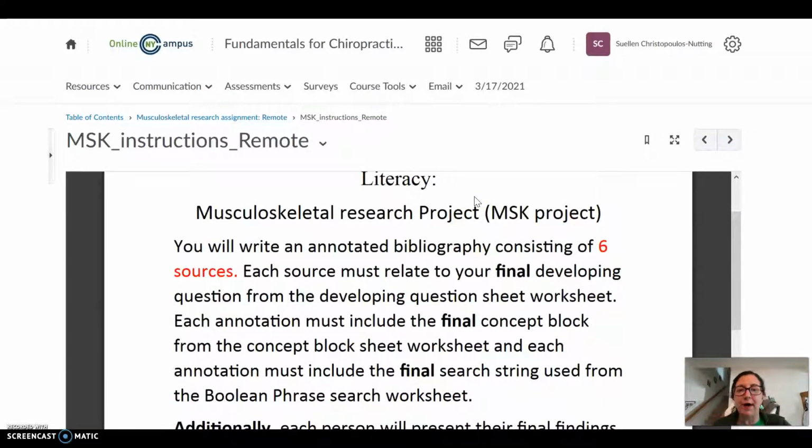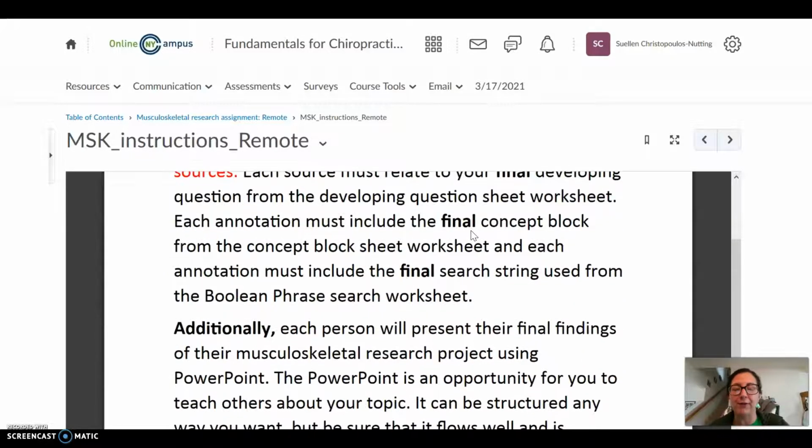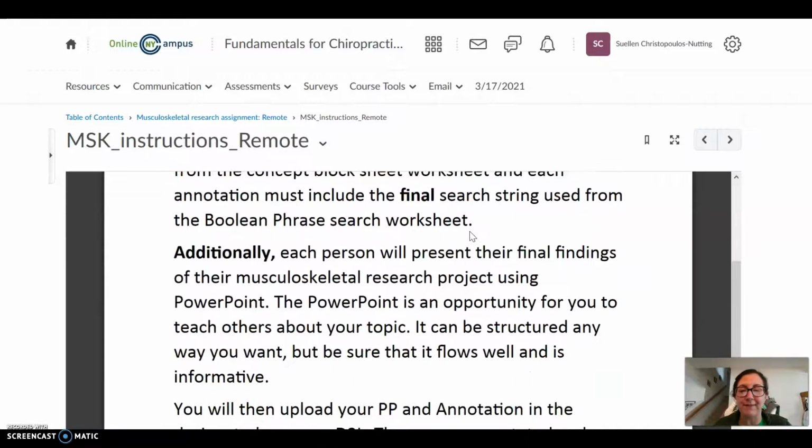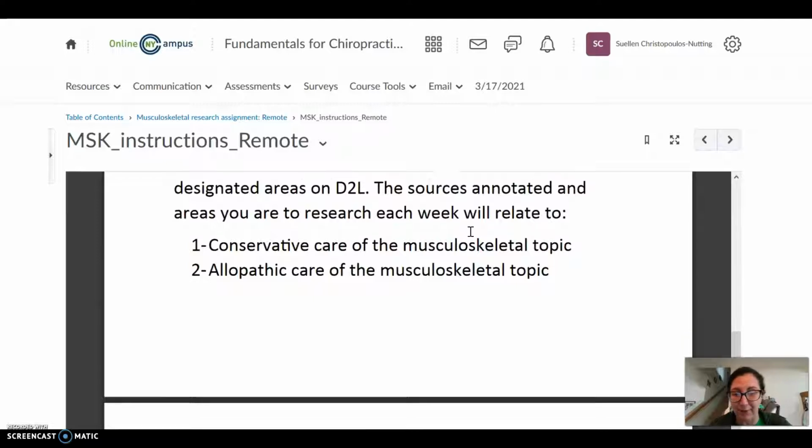As you know, this is your musculoskeletal project. This is something that we've been working on all trimester. You have done your developing question sheet, your developing concept blocks, and your developing search string for all of these 6 areas. Again, just to remind you, these are the 6 research areas that we have been working on.